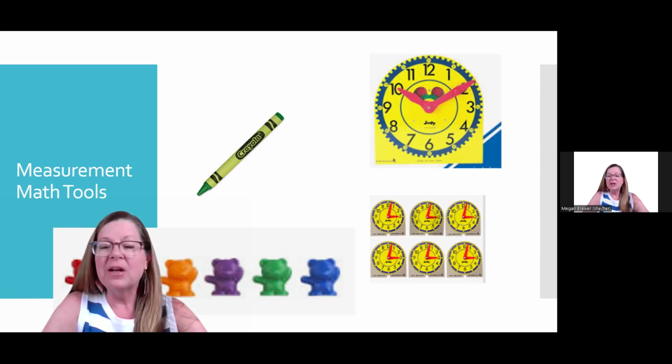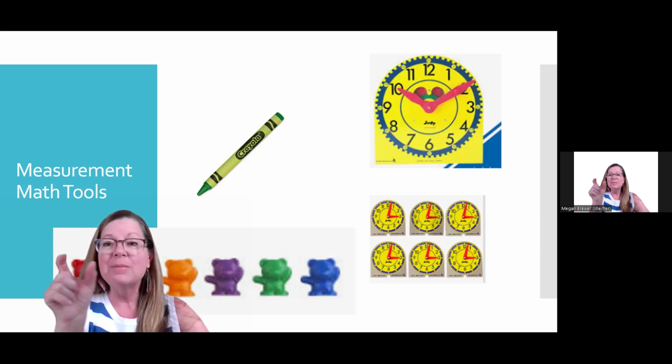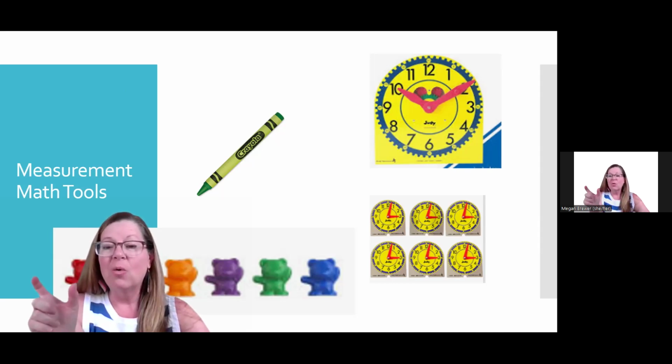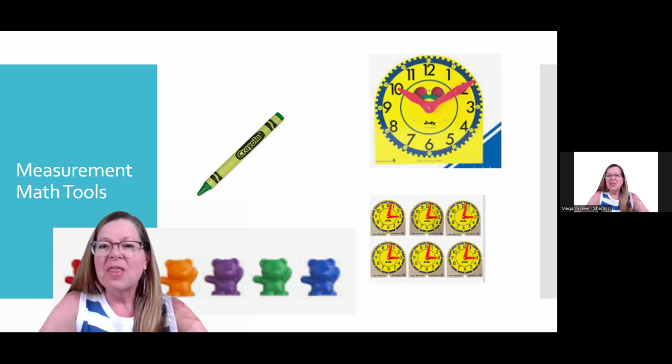Understand that the length measurement of an object is a number of same size length units. So it has to be the same unit we're using, whether it's plastic teddy bears or the same crayon or the same paper clip. Understand the length measurement of an object is a number of same size length units that span it with no gaps or overlaps. You'll want to provide non-standard measuring tools for your first graders, like plastic teddy bears, crayons, paper clips.